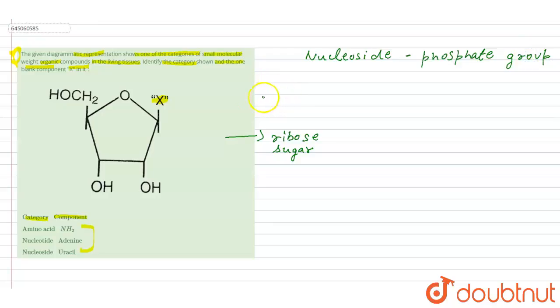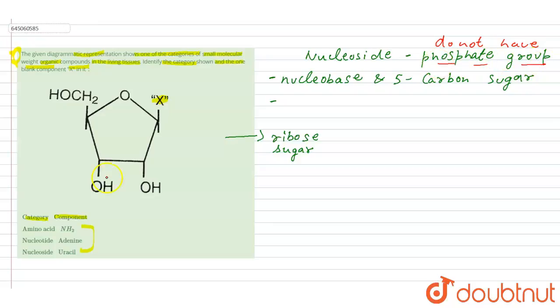A nucleoside consists simply of a nucleobase and a 5-carbon sugar, whereas a nucleotide is composed of a nucleobase, a 5-carbon sugar and one or more phosphate groups. So nucleotide contains phosphate group, but nucleoside does not contain any phosphate group.